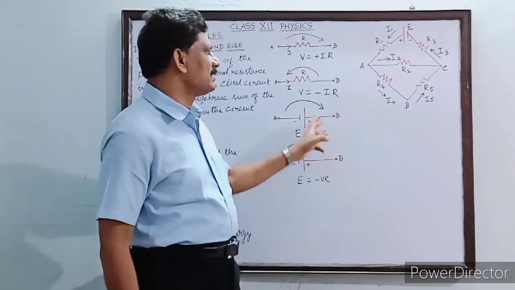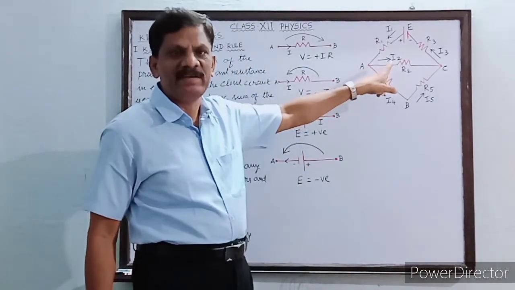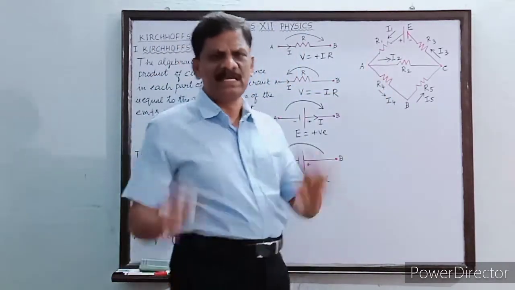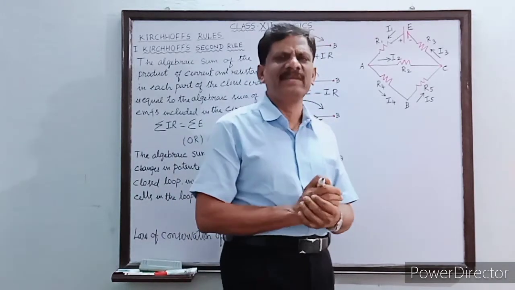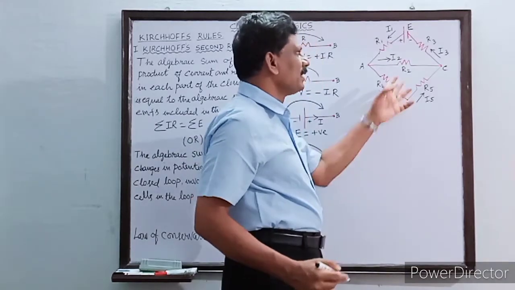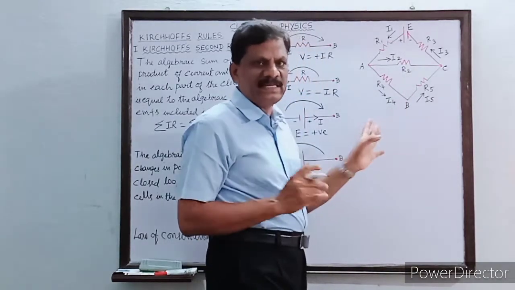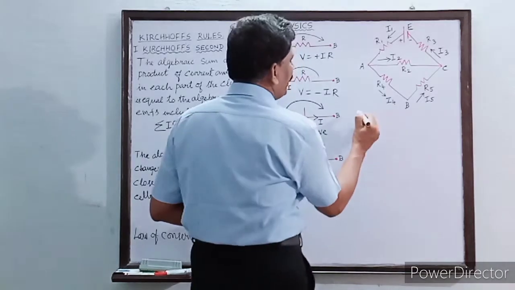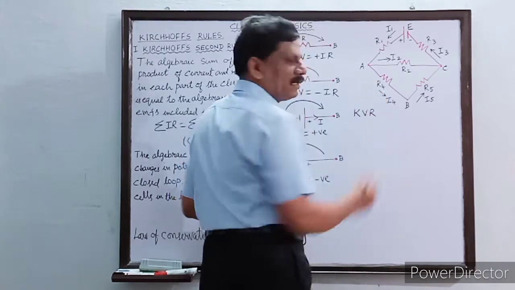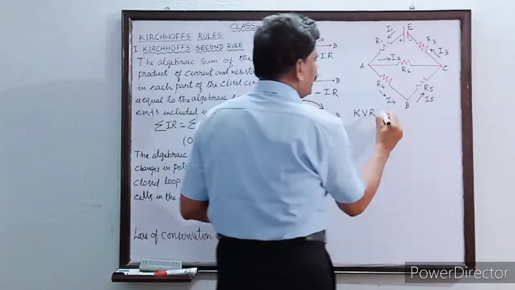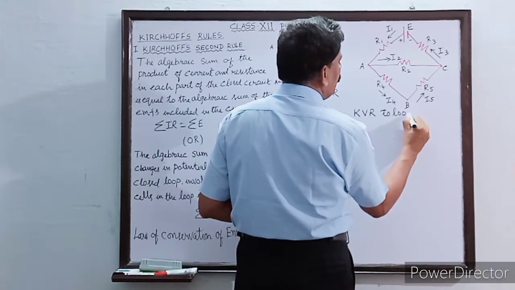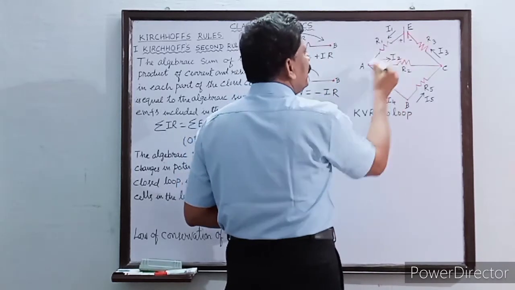Shall we apply Kirchhoff's second rule for one closed loop and verify? Good. Now look at this closed circuit. This is a simple circuit, not very complicated. I have told you that we are going to consider this as three loops. There are three loops hidden inside this network. First, I will write Kirchhoff's voltage rule, KVR. It is applied to loop EACE.